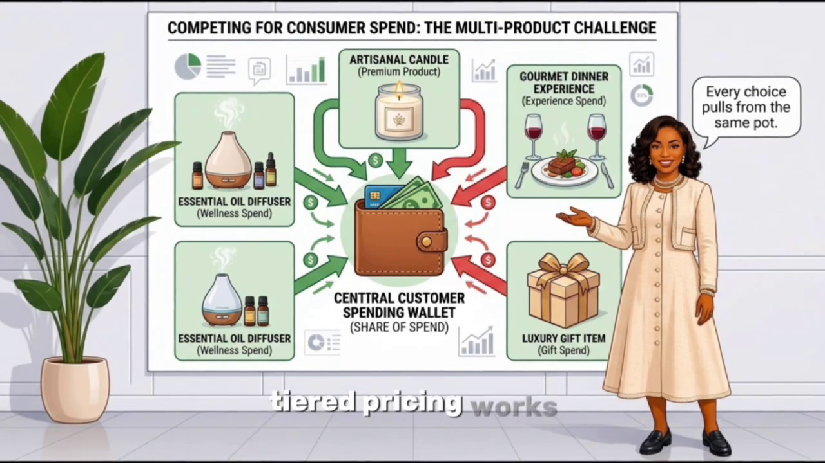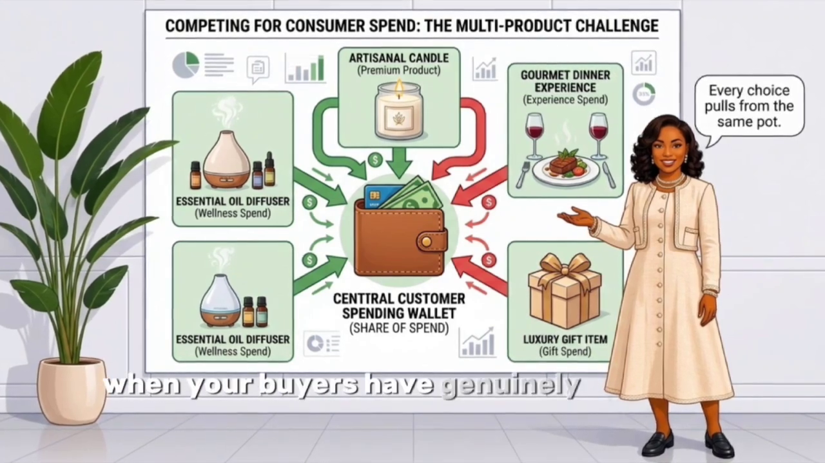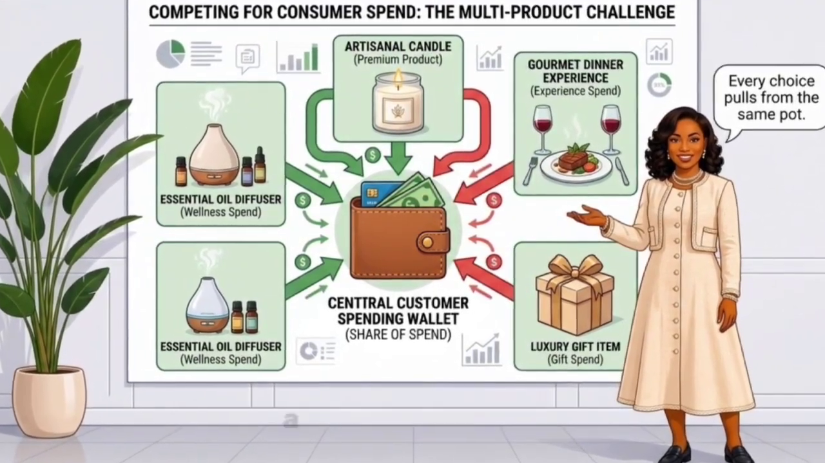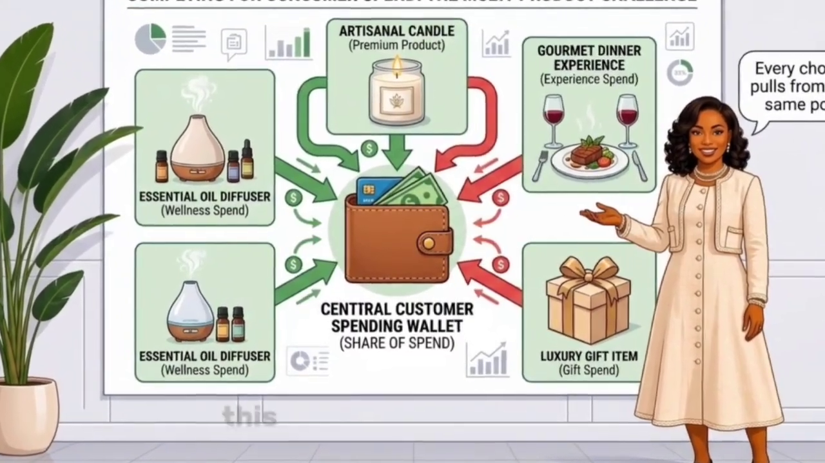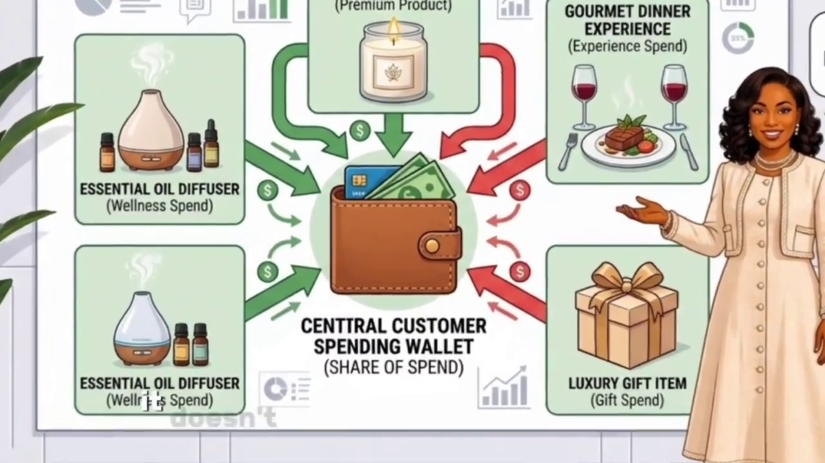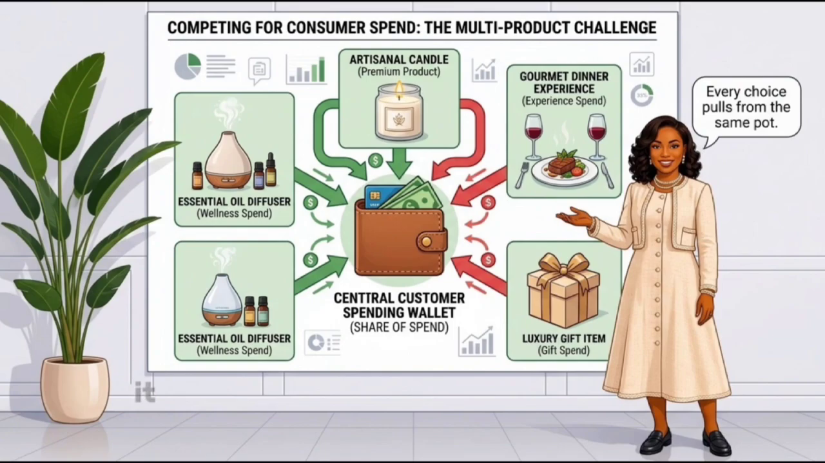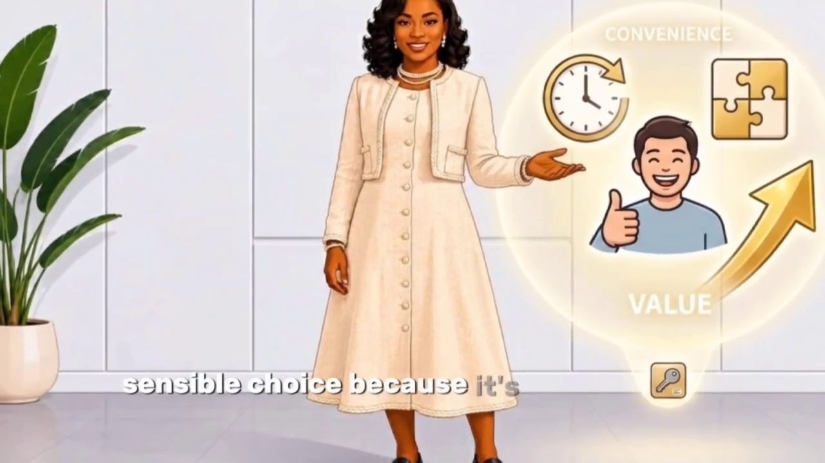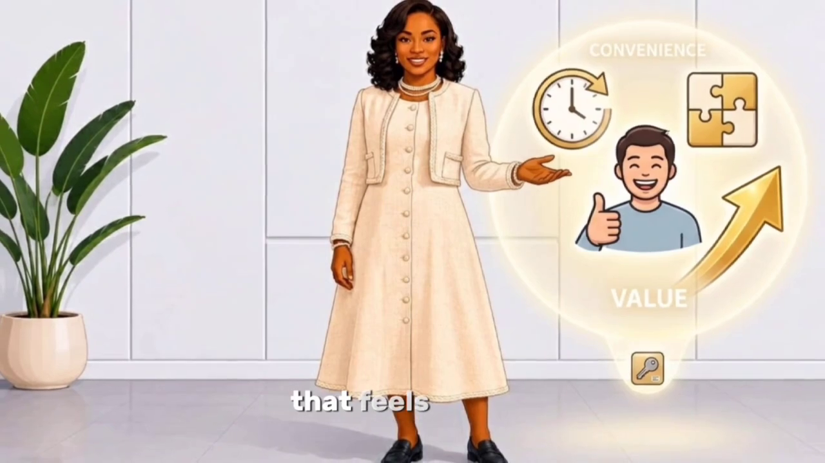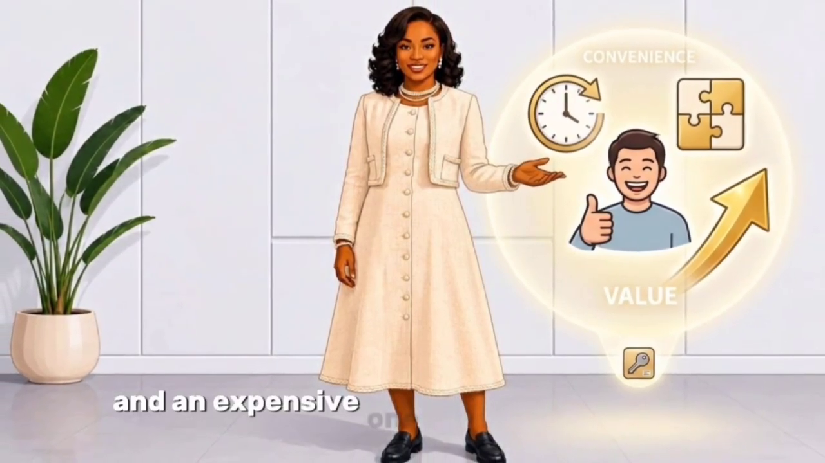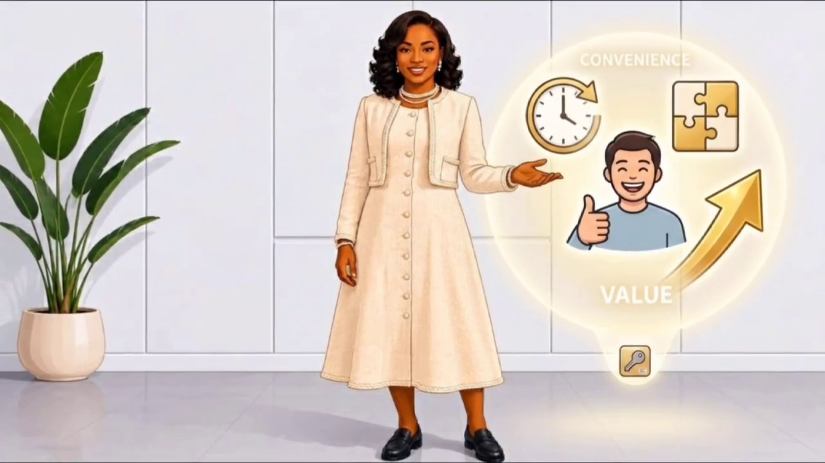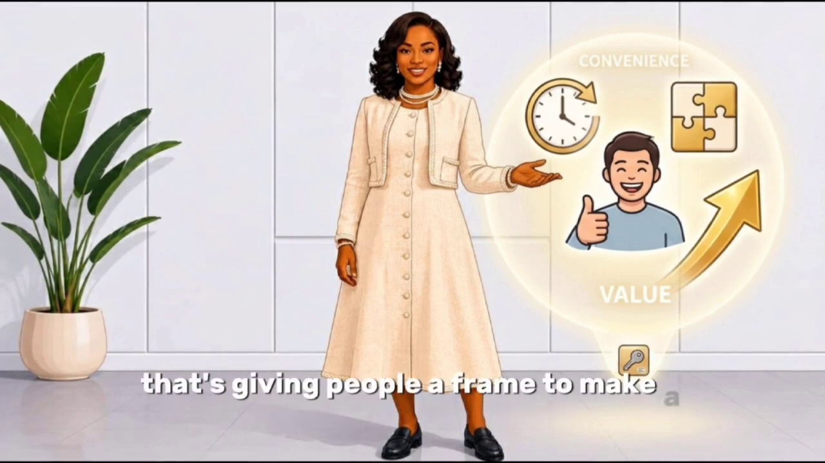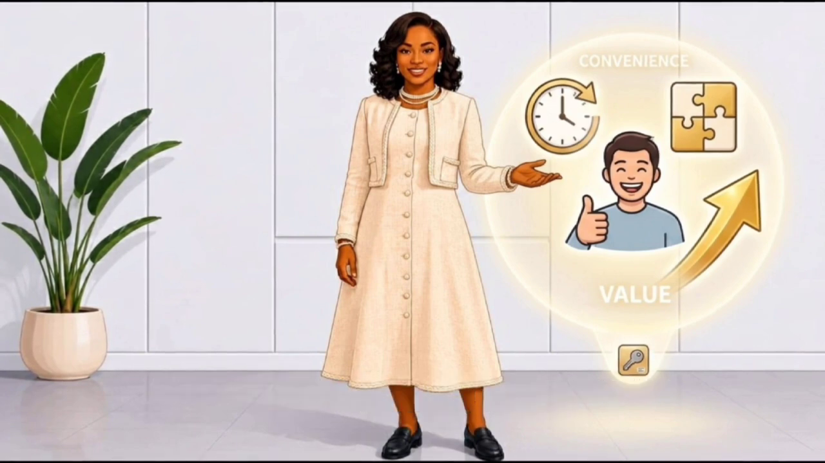Tiered pricing works when your buyers have genuinely different needs: a basic version, a pro version, a premium version. This does something clever. It doesn't just serve different budgets, it makes the middle option look like the obvious sensible choice because it's flanked by a cheap option that feels limited and an expensive one that feels excessive. That's not manipulation, that's giving people a frame to make a decision inside of.